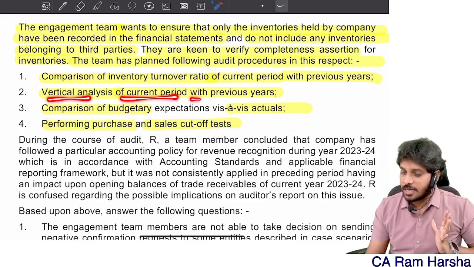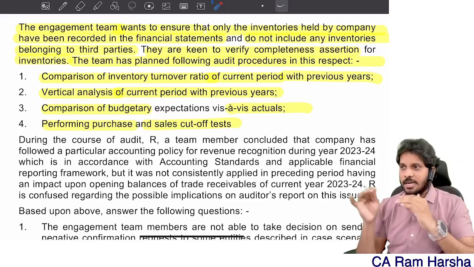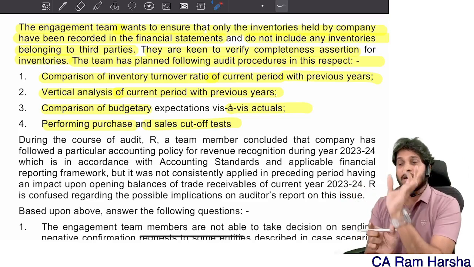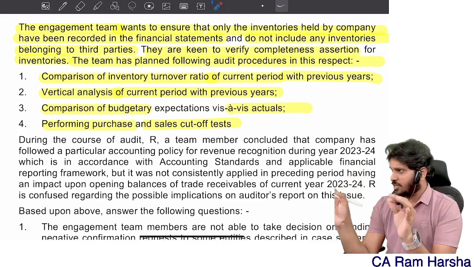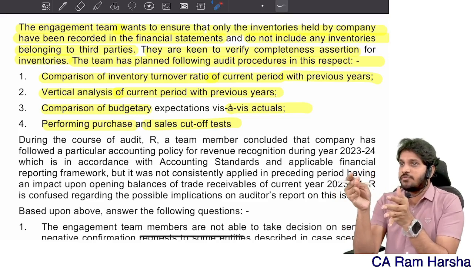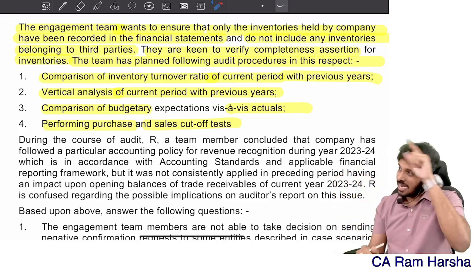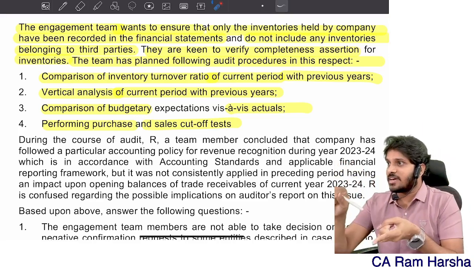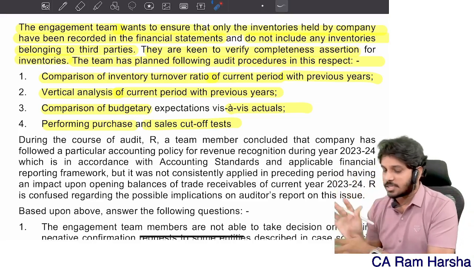Vertical analysis of current period inventory with the previous period inventory. What is vertical analysis? It is raw material to total inventory, how much? Finished goods to total inventory, how much? Work in progress to total inventory, how much? Total inventory means raw material, work in progress plus finished goods. This analysis is called vertical analysis. In the current year, what is the composition of raw material, work in progress and finished goods to total? Last year, what was the composition? If there is an extreme variation, why is there a variation? Is there any inventory that is not accounted? That is also the completeness assertion.